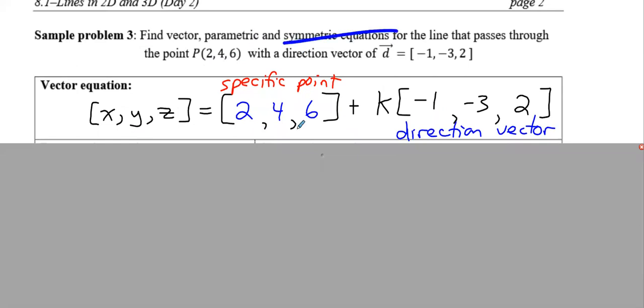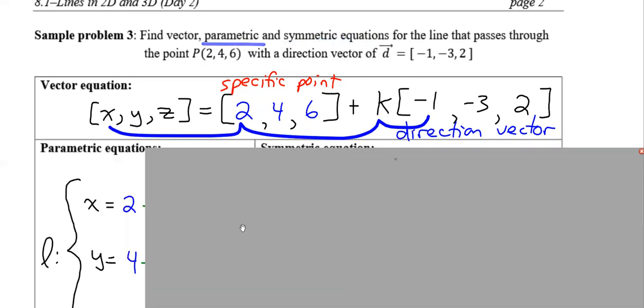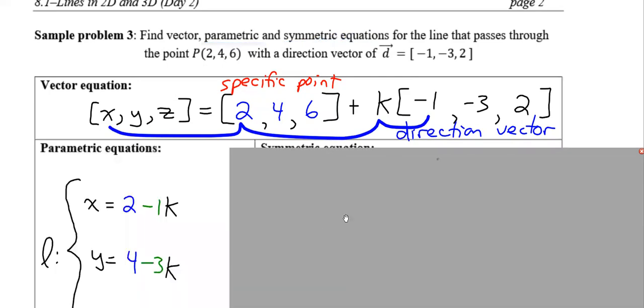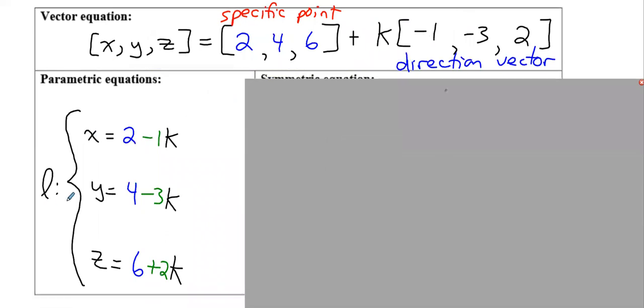Whoops, symmetric equations there. So again, your parametric equations would probably be first. So you take the X values, write that out as an equation. And then you take your Y values, write that out as an equation. Now notice it is important to write L for line, then the colon, then these big giant braces here, open brace, write the equations for each one.